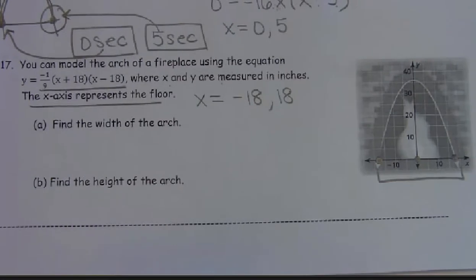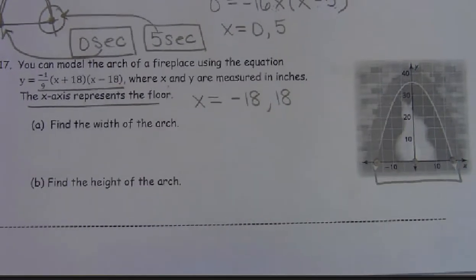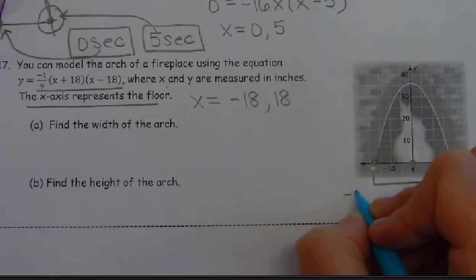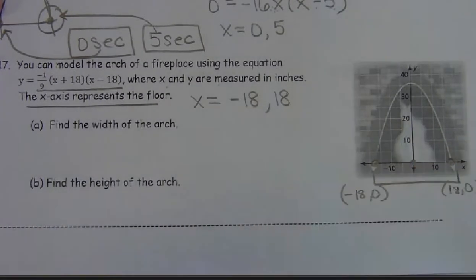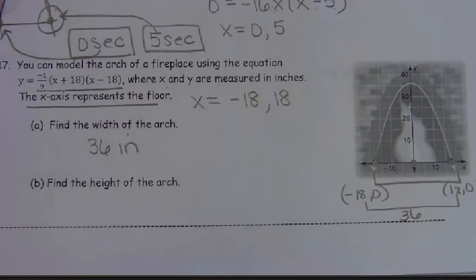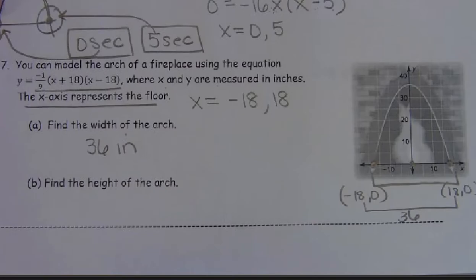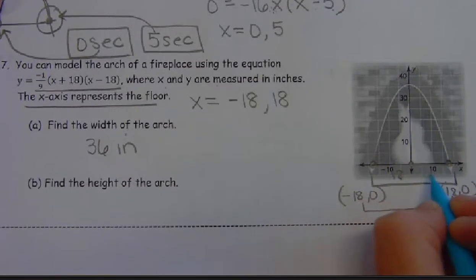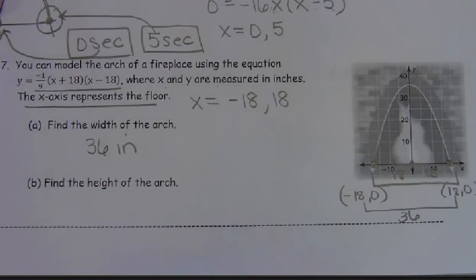So those just gave me my x values. This point is 18, 0. This point is negative 18, 0. And if you look, those are 36 inches apart, and that is my width. From negative 18 to 0 is 18. From 0 to 18 is 18. If I add the two, I get 36.